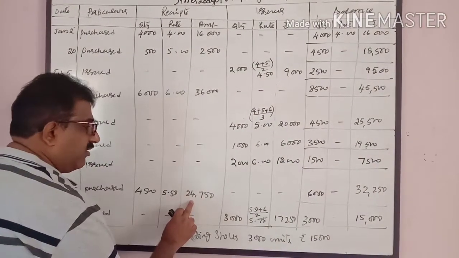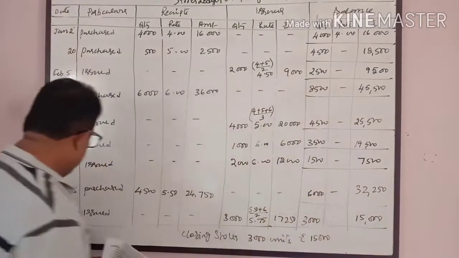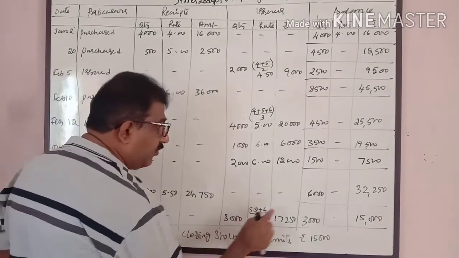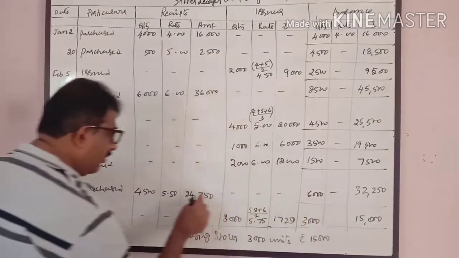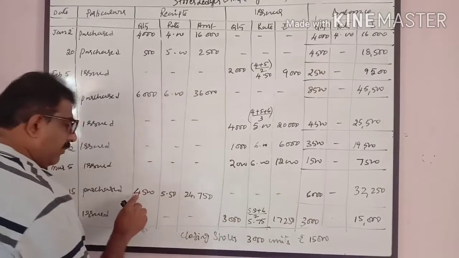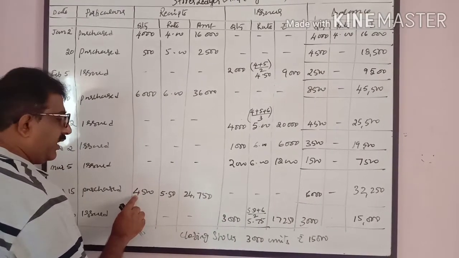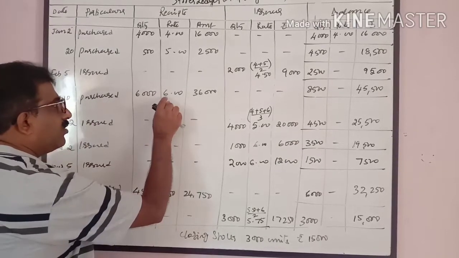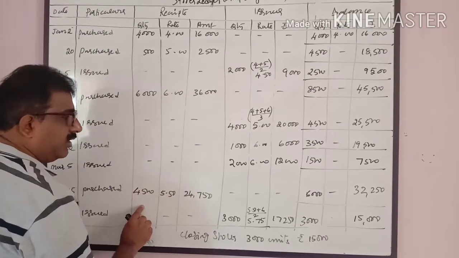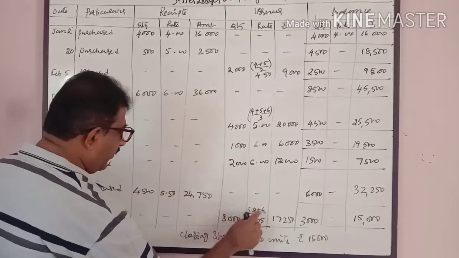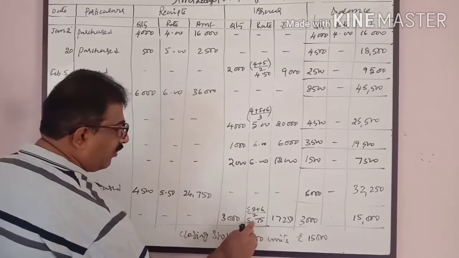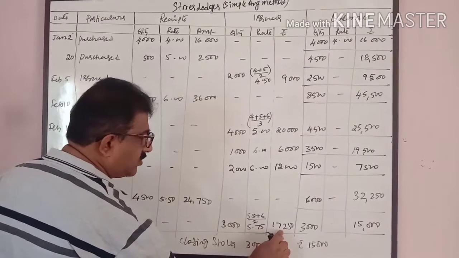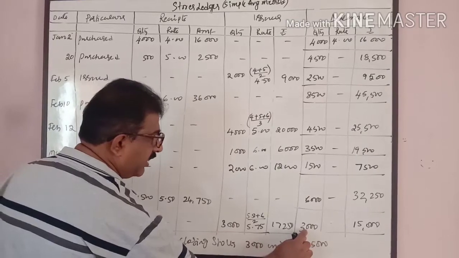7500 plus 24,750, 32,250. Now, on March 20th, we have an issue. Before it is issued, we have to see what stocks are involved. When you come here, 6000 minus 4500, 1500. So 4500 belongs to 5.50 and 1500 stock. This and this stock. So that's why I took 5.50 plus 6 divided by 2, 5.75. 3000 into 5.75, 17,250.